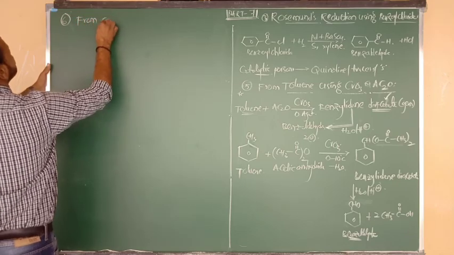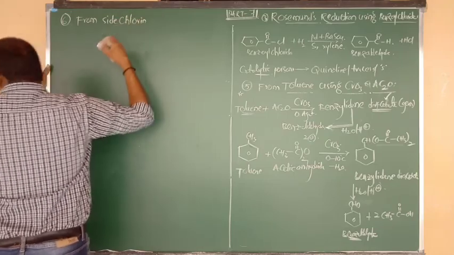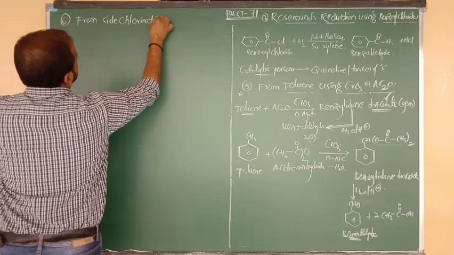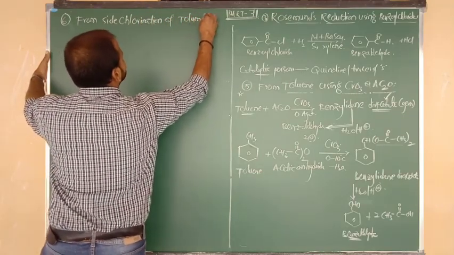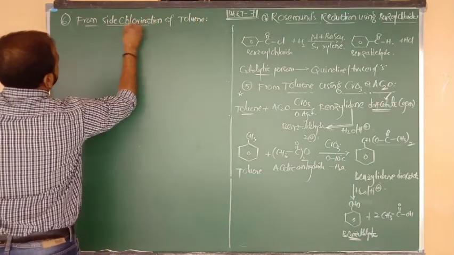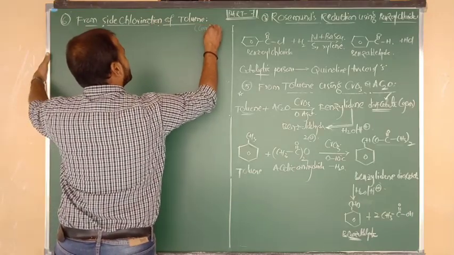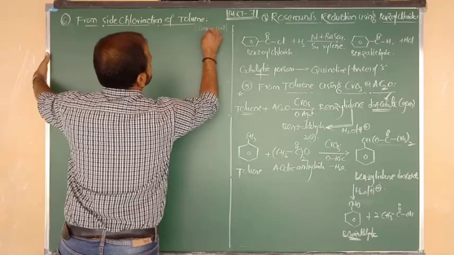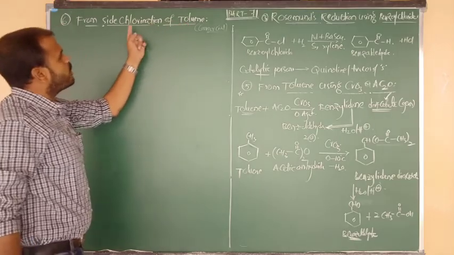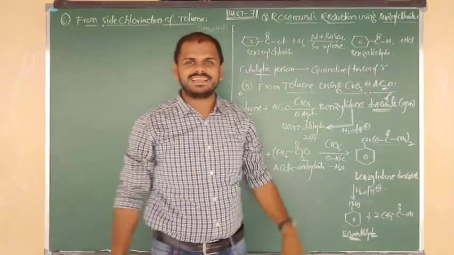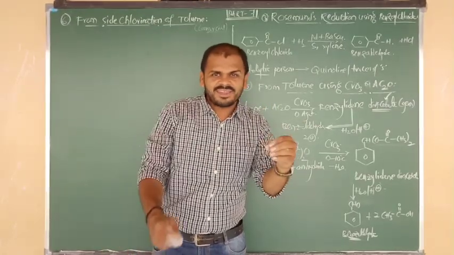From side chain chlorination of toluene. From side chain chlorination of what, beta? Toluene. It is a commercial method. We use it from a business point of view, beta. Which type of method? Commercial method. Okay. Side chain chlorination of toluene means toluene undergoes chlorination, not in presence of AlCl3. Toluene chlorination with AlCl3 means electrophilic substitution at ortho and para.